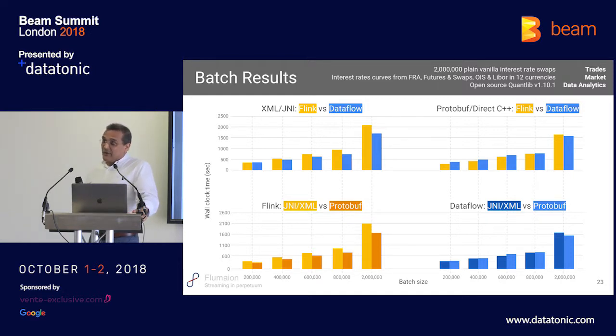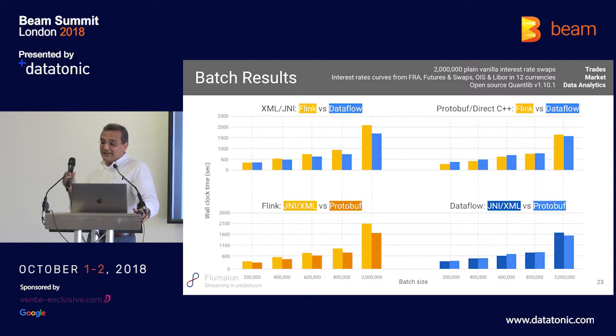because the regulatory requirements of sending our own analytics to the cloud is treated as restricted data, so we stuck to open source analytics. So the difference is the top left-hand graph versus the top right-hand graph. We are comparing running Flink on-premise with XML JNI compared to Dataflow in blue. So Flink is in amber, Dataflow is in blue, and here you're using XML and JNI for communication between the Java and the C++ piece.